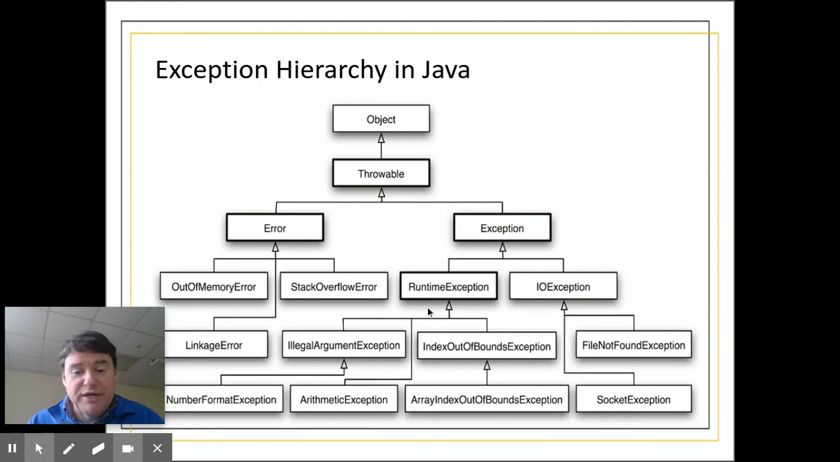Under runtime exceptions, we have illegal state exception, illegal argument exception, index out of bounds, arithmetic exceptions. Then we have number format exceptions, array index out of bounds exceptions, and under I/O we have file not found and socket exceptions. We're going to deal with all of those in next week's lectures when we're talking about file I/O. But here you can see this is a swath of different types of things that can go wrong. You've already seen arithmetic exception, which was when we were trying to divide by zero. You've also seen an index out of bounds exception.